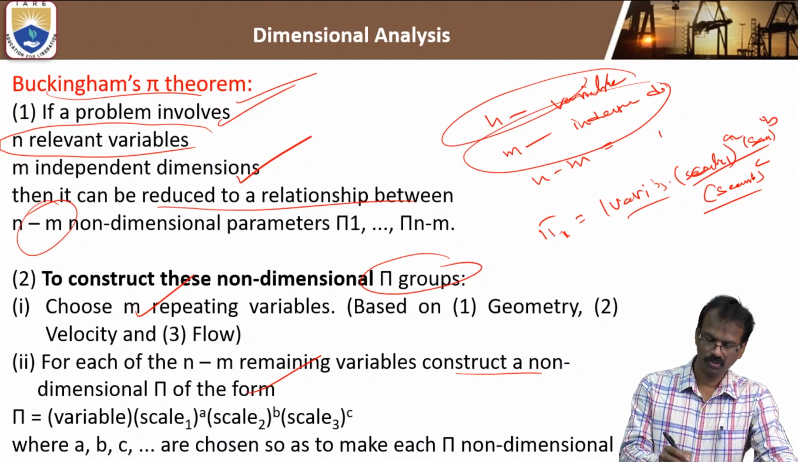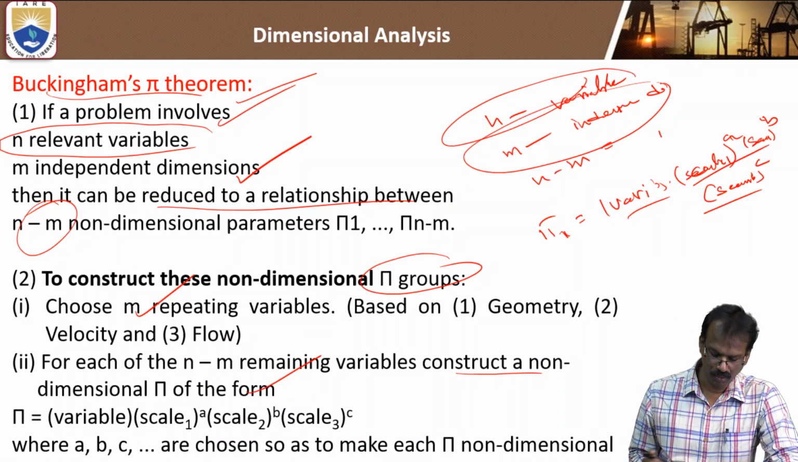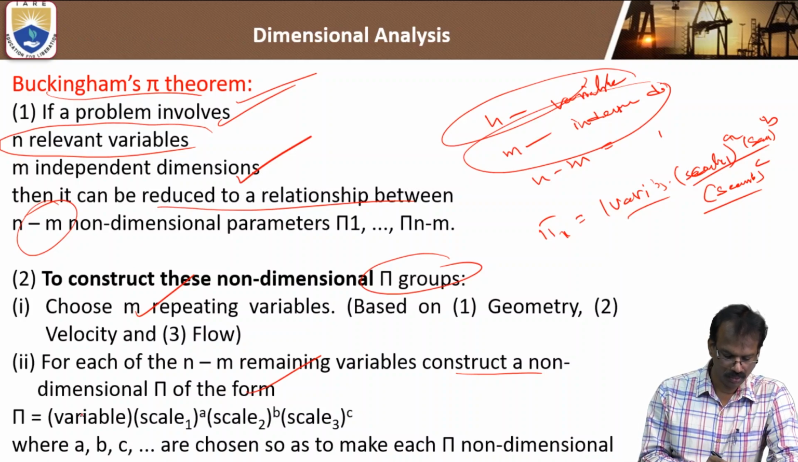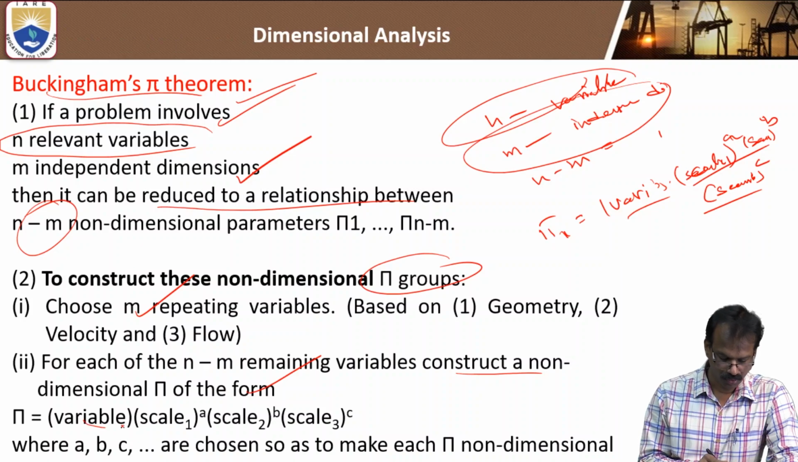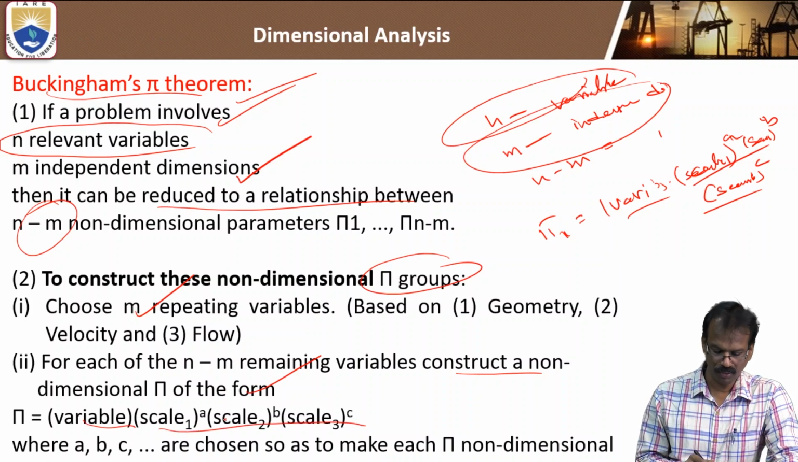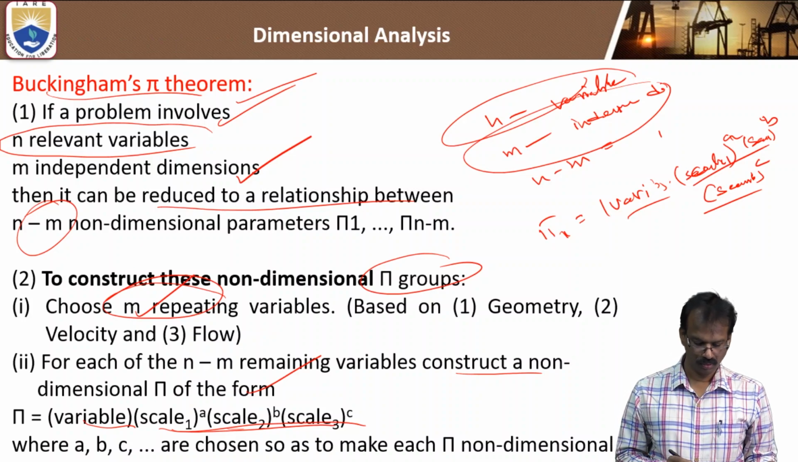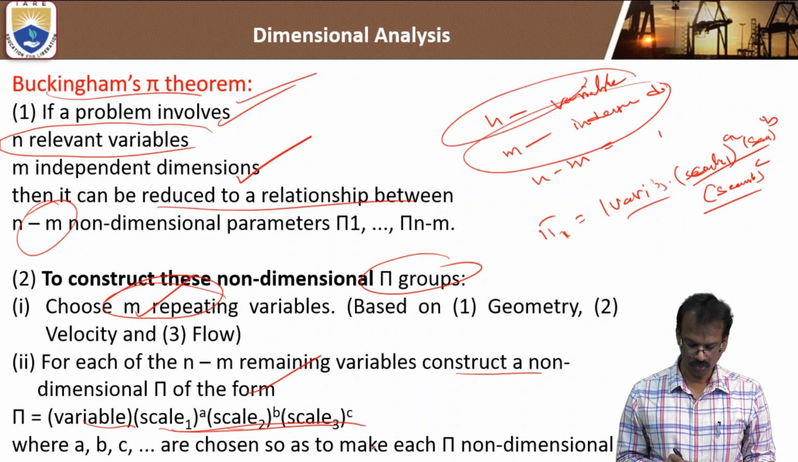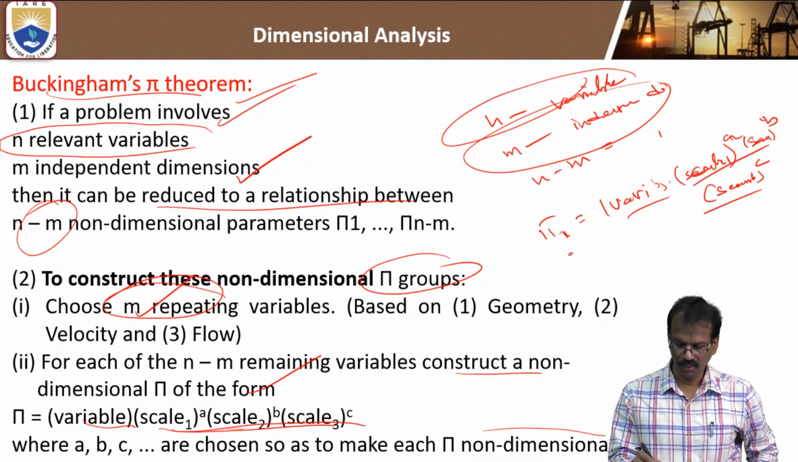We can understand this problem by one example. So this is the process: construction of pi terms, first the variable, then the repeating variables. So m is the number of repeating variables, and the powers A, B, C are chosen to solve the problem and find the pi value.